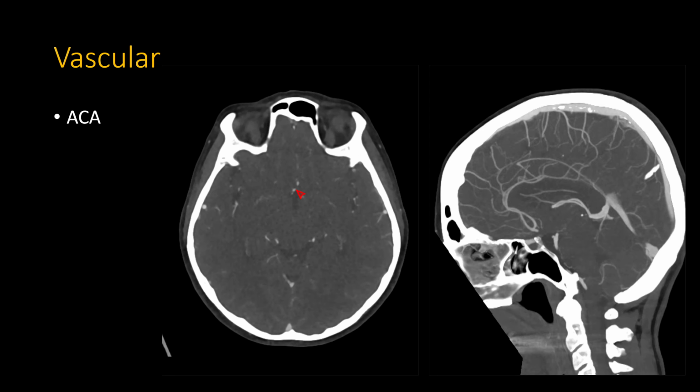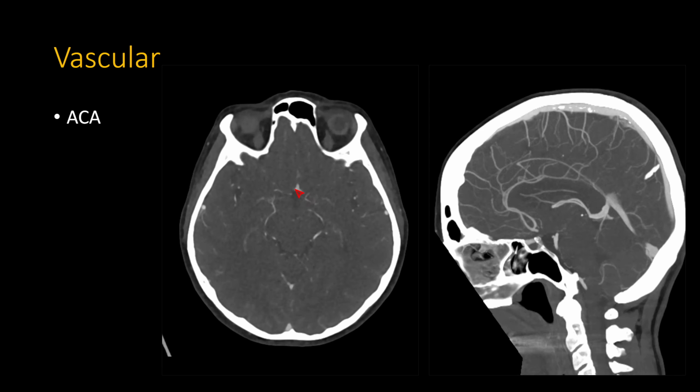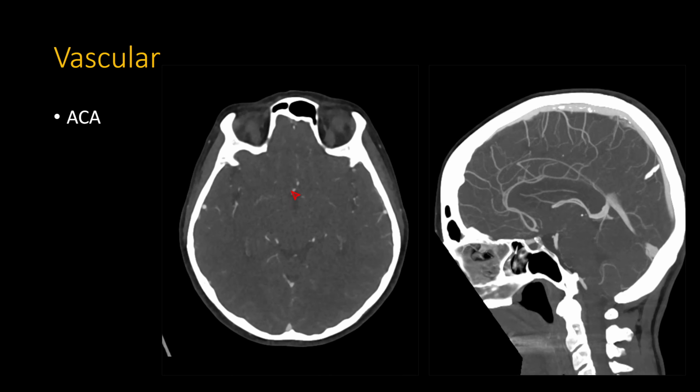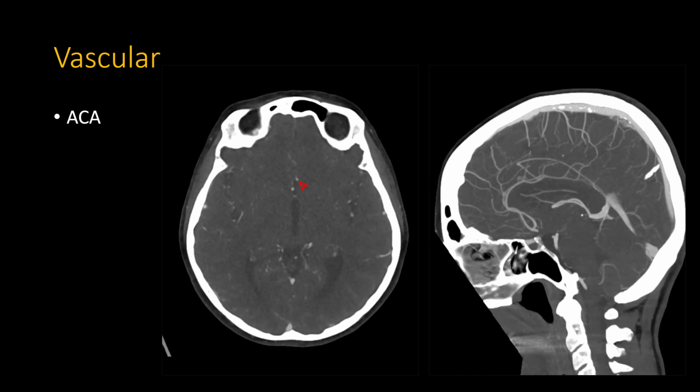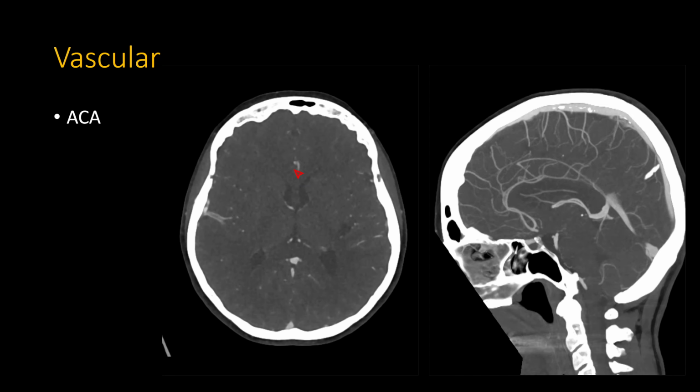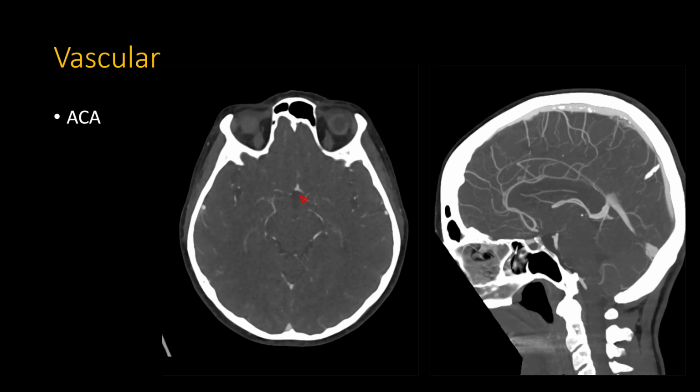When the A1s join together through an anterior communicating artery, here's the anterior communicating artery right here, joining the A1 segment on the left and the A1 segment on the right. And then after that anterior communicating artery, we have the A2 segment. The A2 segment goes all the way to the genu of the corpus callosum. You can see here on the sagittal, that's the corpus callosum here. So all the way up to here are the A2 divisions. And then after that, they become A3 segments. So again, you just follow them along.